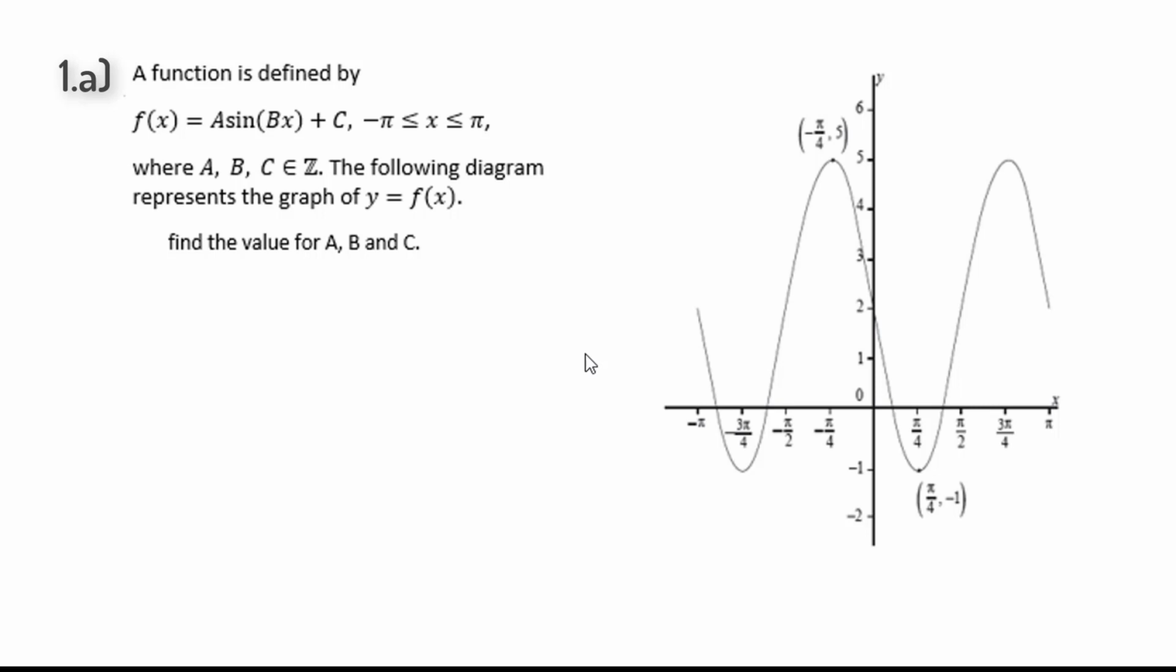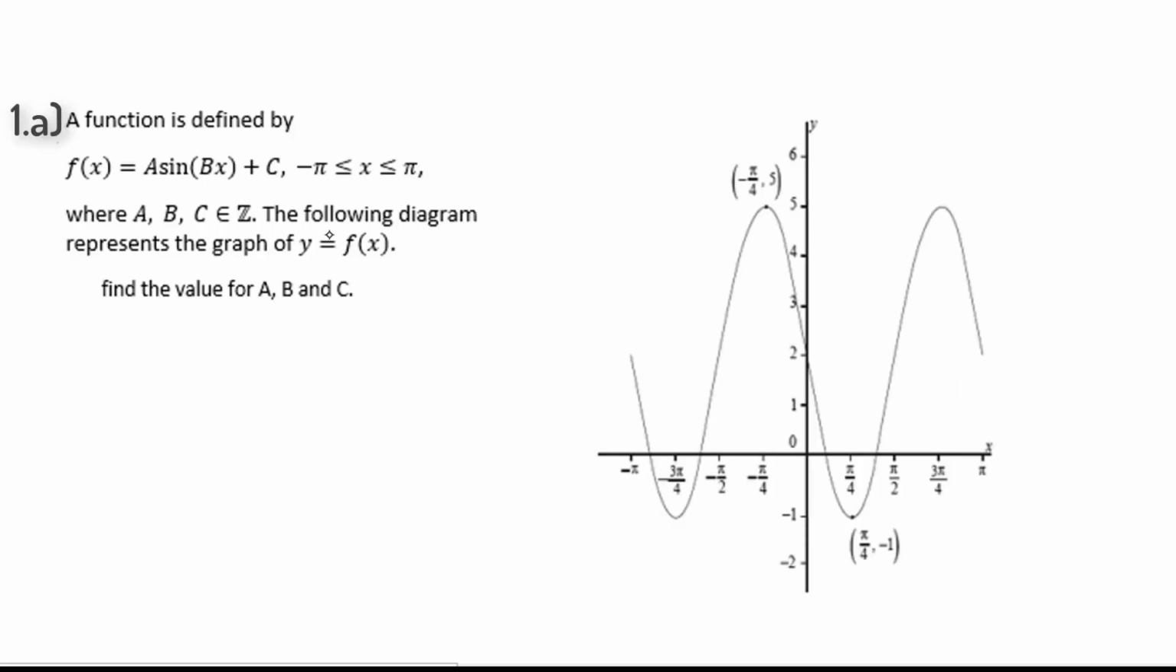Let's go to question 1. A function is defined by f of x equals a sine bx plus c, where x is between negative pi and pi, and a, b, c are integers. The following diagram represents the graph of y equals f of x. Find the values of a, b, and c.